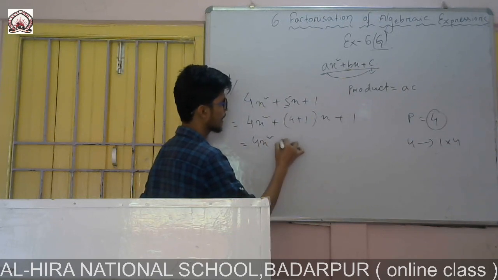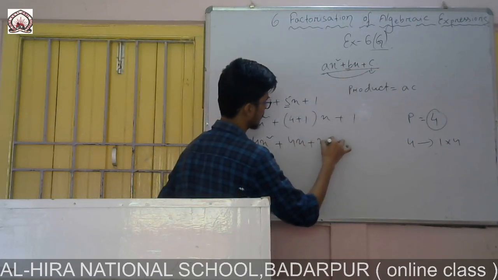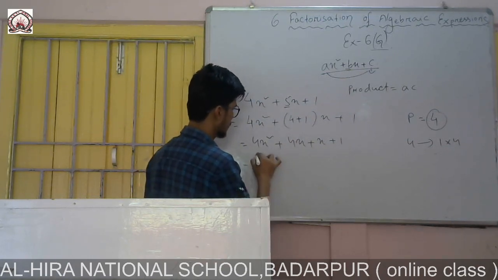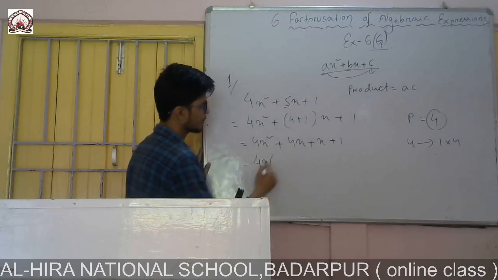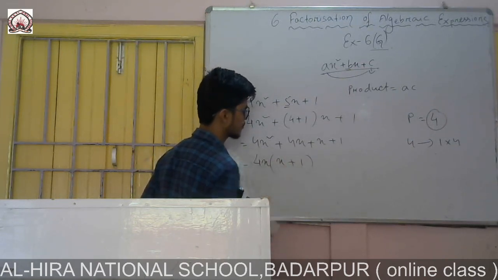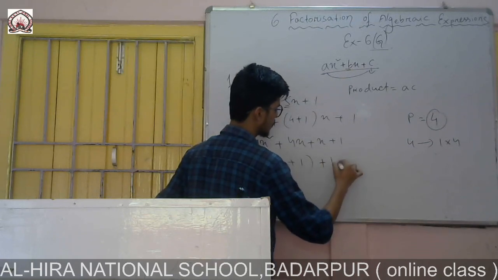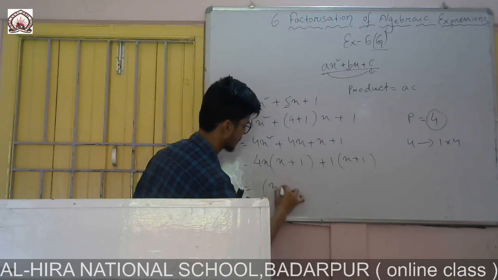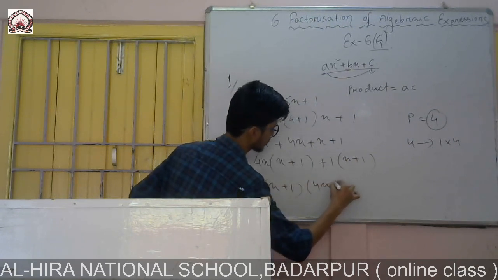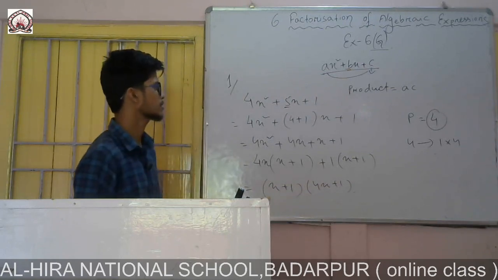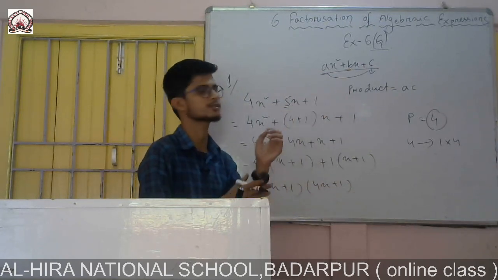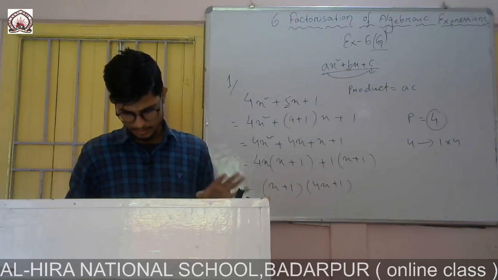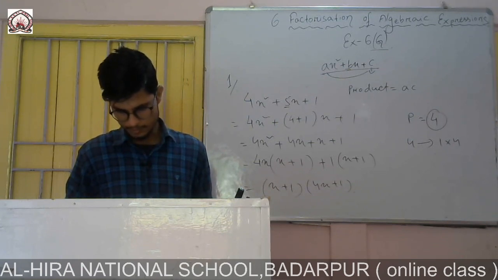So 4x square plus 4x plus x plus 1. Now like earlier, I will take out the common term. Here it is 4x. After taking 4x, only 1 x is left, and there is nothing else in the other group, so I will write 1, x plus 1. So the common factor is x plus 1, and the other is 4x plus 1. These are the factors of 4x square plus 5x plus 1, which was in the form ax square plus bx plus c. So all these are the same. Now let's do question number 8.